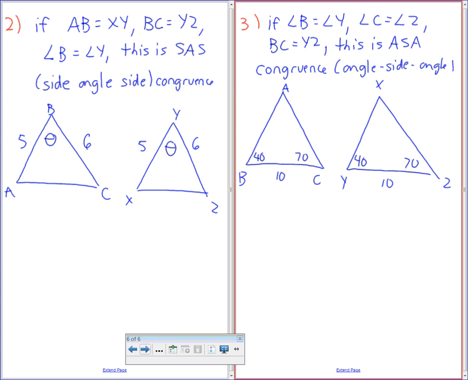Now, these three conditions that we did, side-side-side, side-angle-side, and angle-side-angle, are three good things to probably know. There'll be one small question on this on your test. And I'll do a few examples here in a second to show how they work.